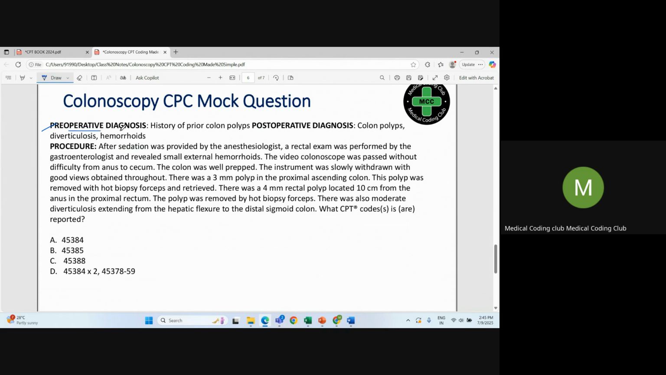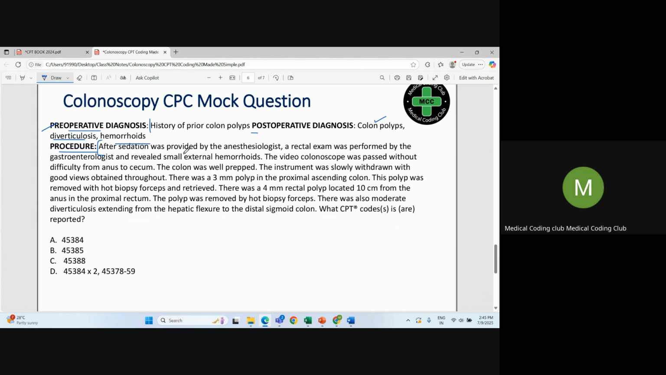The preoperative diagnosis is history of prior colon polyps, and the postoperative diagnosis is that the patient has colon polyps, diverticulosis, and hemorrhoids. Okay, there are three problems. Next, what procedure are they doing?